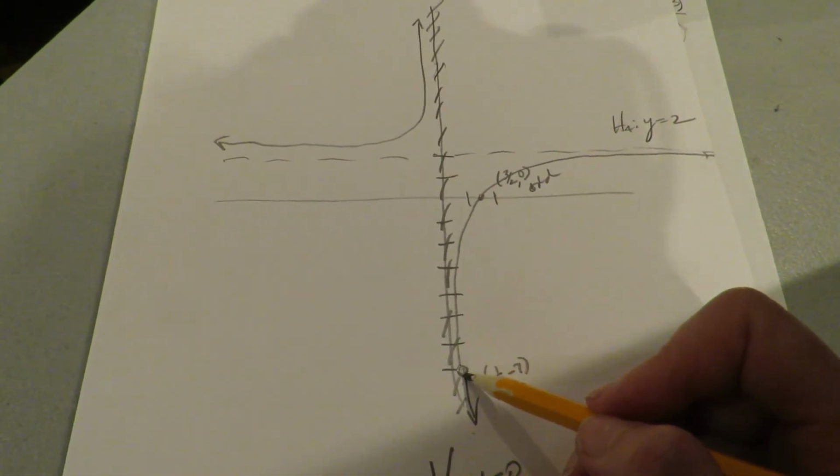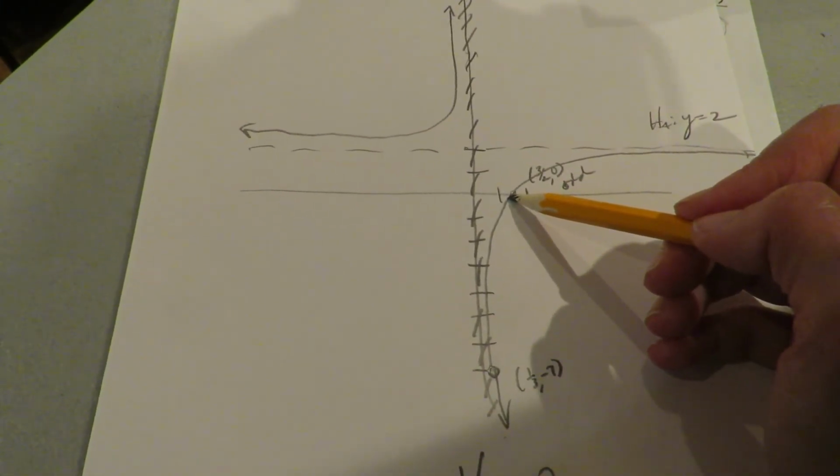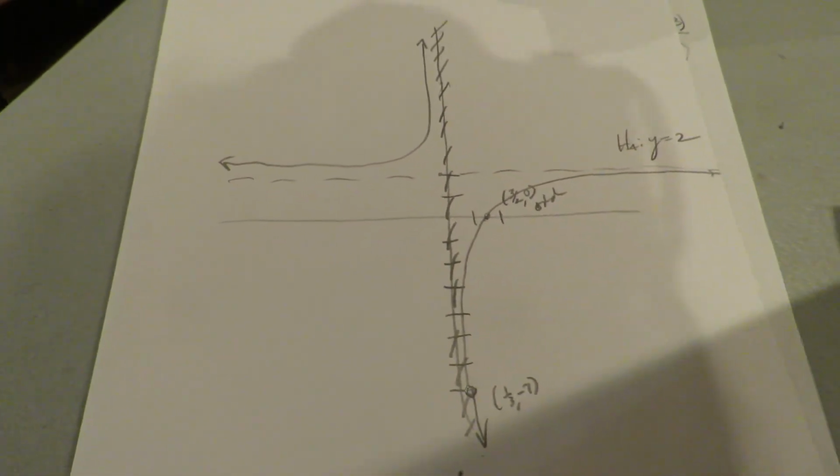Alright, so this is a hole. Make sure you have it open. This x-intercept is odd. And that's it. This is the final graph.